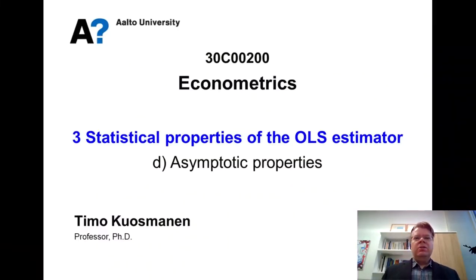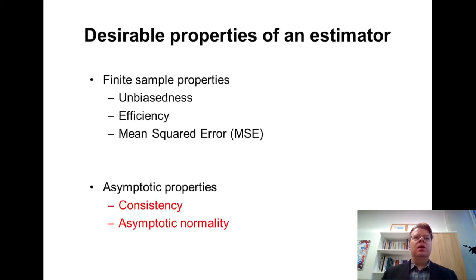So the final lesson on statistical properties of OLS focuses on the asymptotic properties. And then towards the end, I will also briefly summarize the links between the properties and the assumptions required. So in the previous lesson, I walked you through the finite sample properties such as unbiasedness, efficiency, and mean squared error. So in this lesson, then, we turn attention to asymptotic properties and particularly consistency and asymptotic normality.